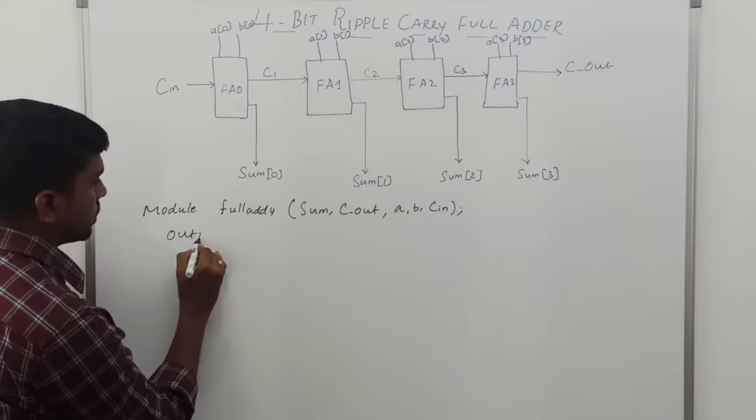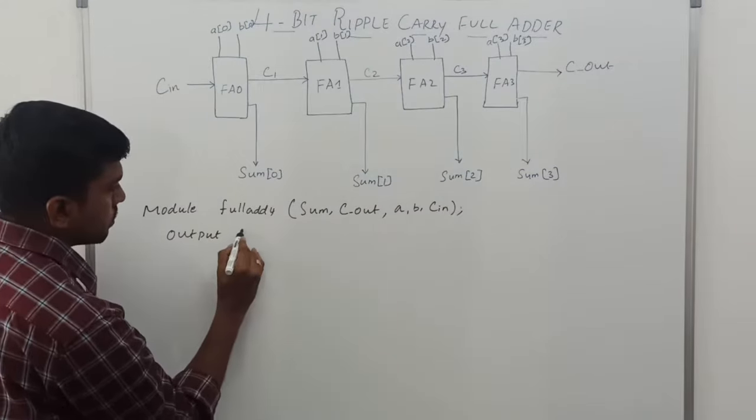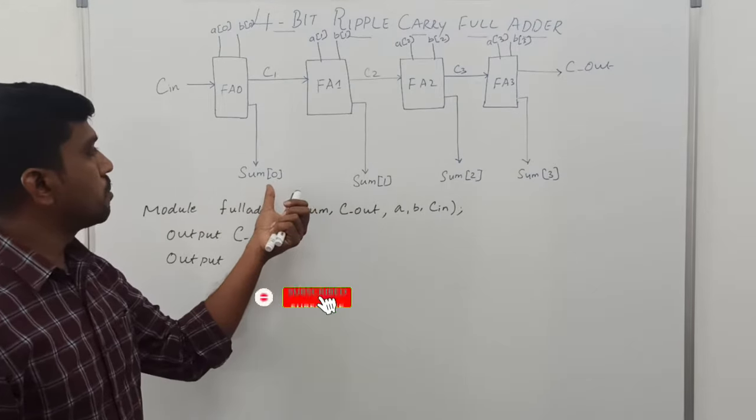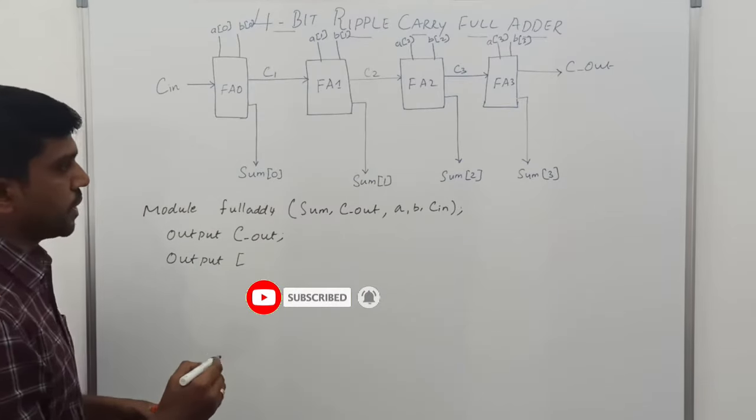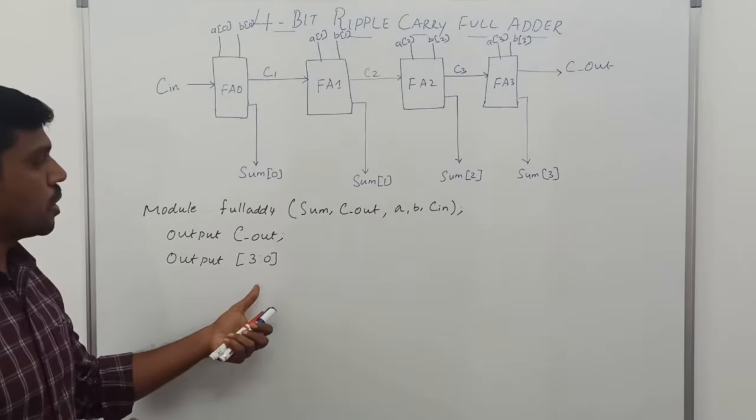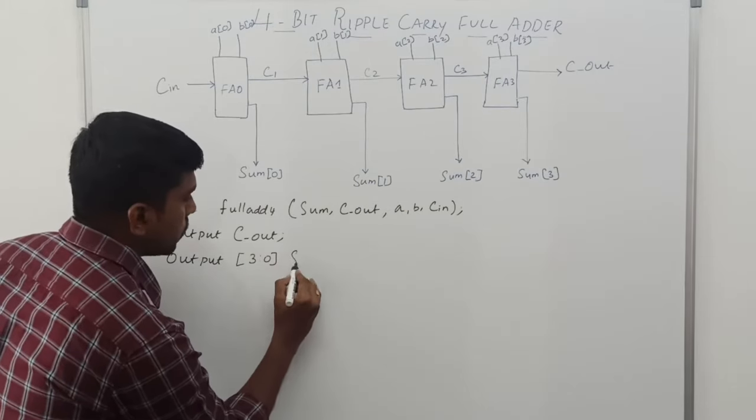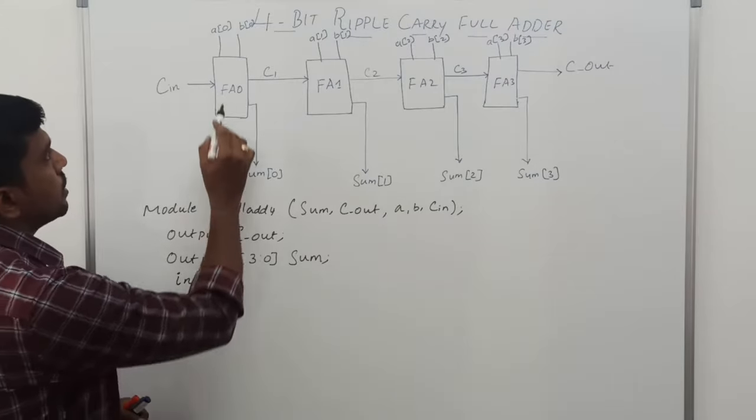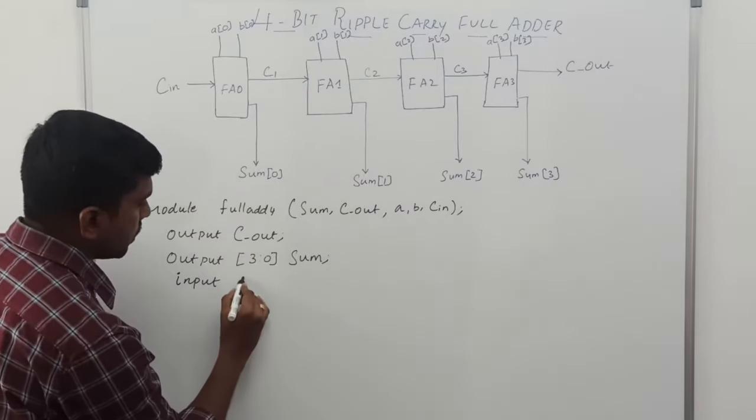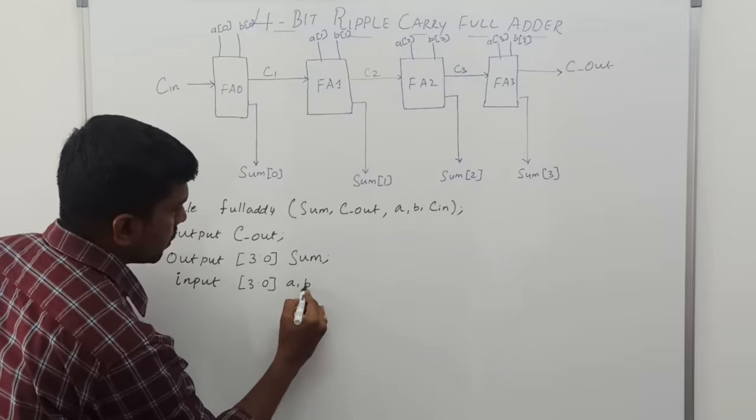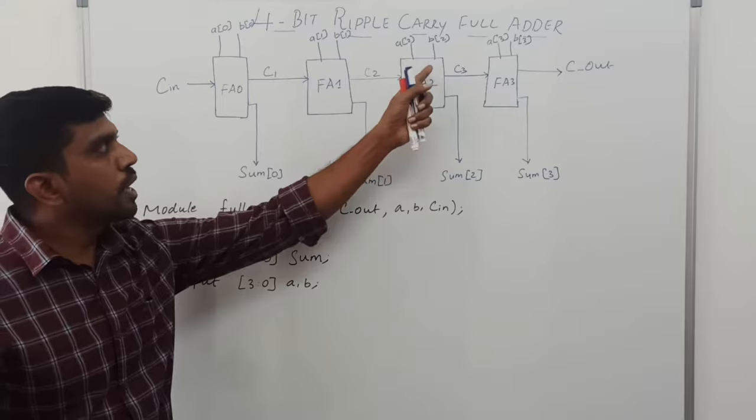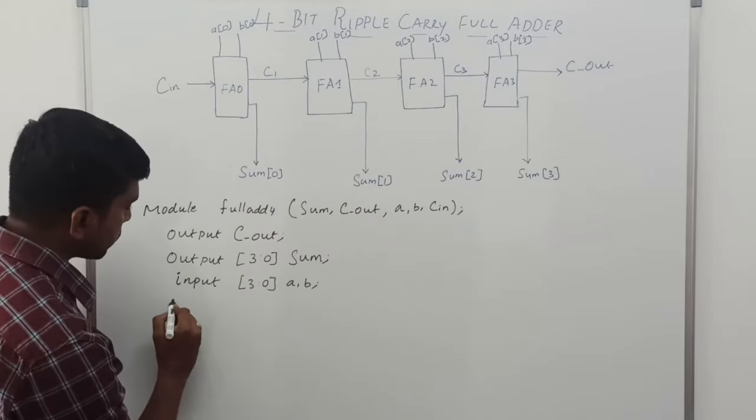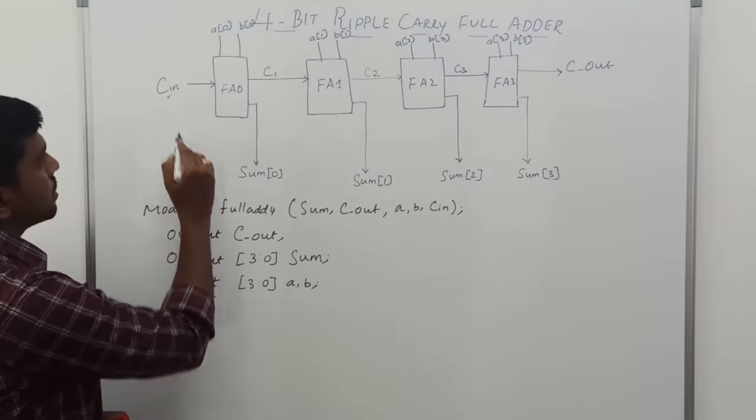Then you declare the input and output signals. First I represent the output signal, output Cout. Then the next output signal is sum. In this block diagram it passes 4 sum outputs, so you mention the vector 3 to 0. This 3 to 0 represents 4 sum signals. Then the input signals are A, B and Cin. A and B are vectored signals, 3 to 0, because in this block diagram we have four A signals and four B signals, A0 to A3 and B0 to B3. Another input signal is Cin, the carry in.